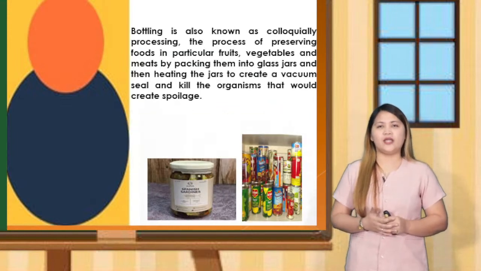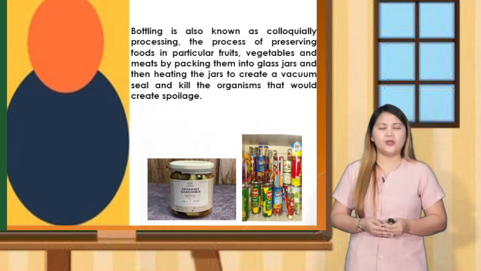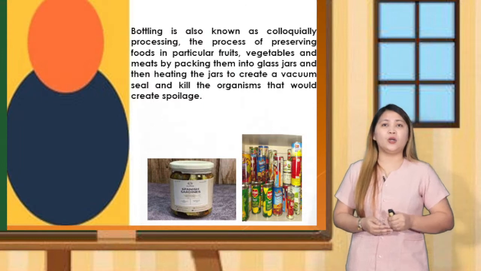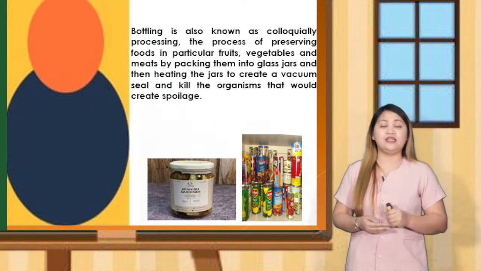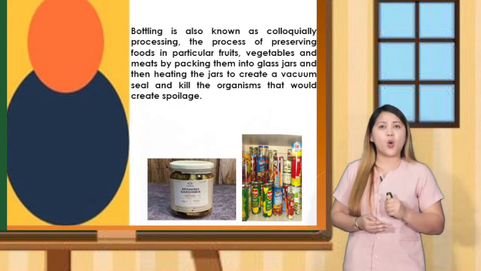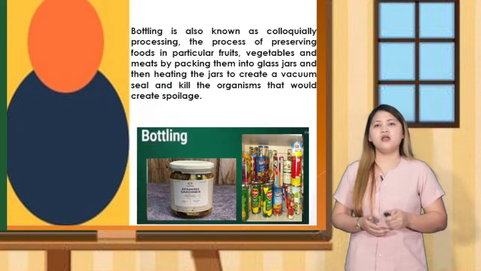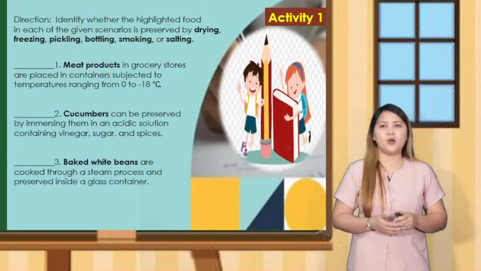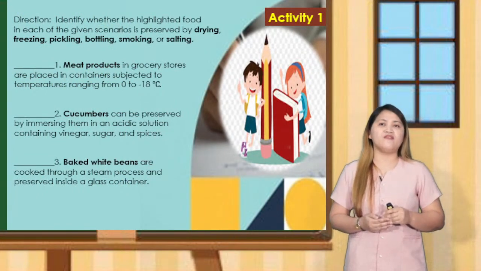And the last one is bottling. Do you have any idea about bottling? Bottling is also known colloquially as canning. This is the process of preserving foods, in particular fruits and vegetables and even meats, by packing them into glass jars and then heating the jars to create a vacuum seal and kill the organisms that would create spoilage. So there you are, the bottling. Those are the different methods of preserving food.